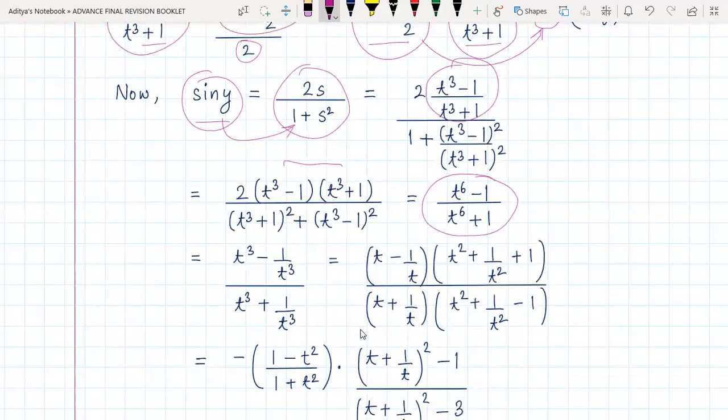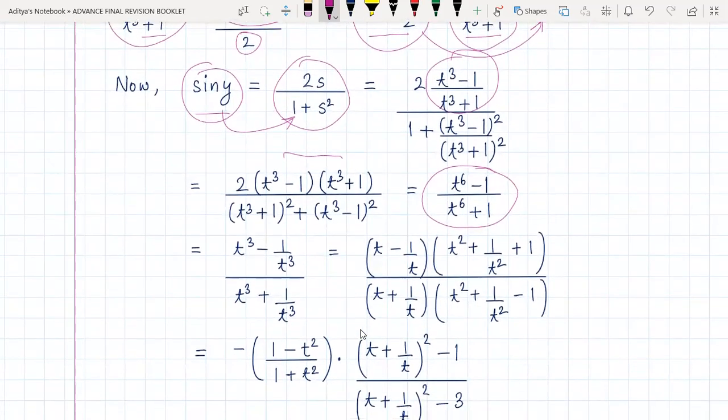Now comes a little tricky part. What I've done is I have divided it by t cube, both the numerator and denominator, to get this expression. Then I have factorized it. So basically I'm using a cube plus minus b cube is equal to a plus minus b into a square plus b square minus plus ab. So using that, I've been able to factorize this.